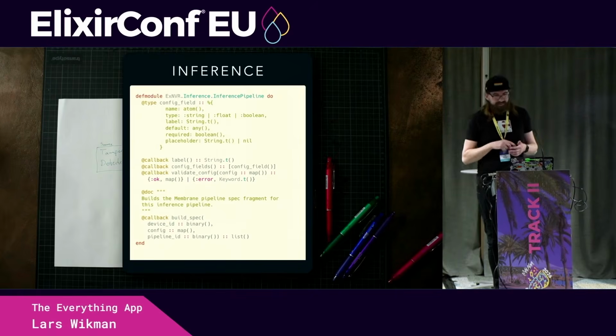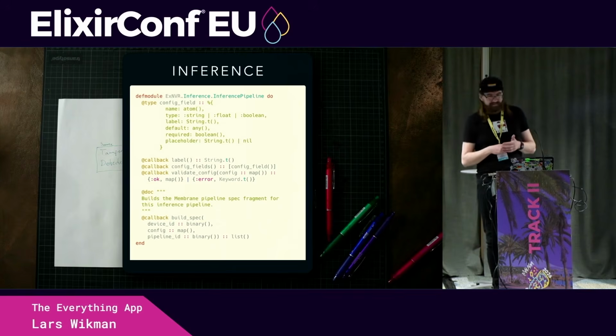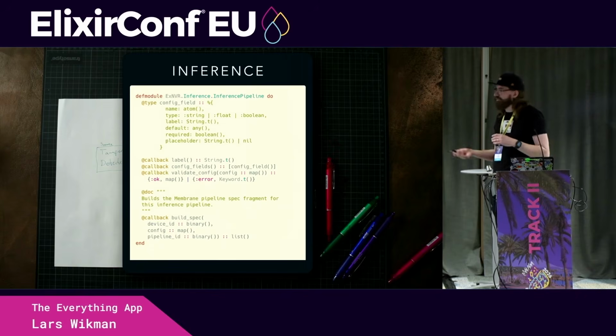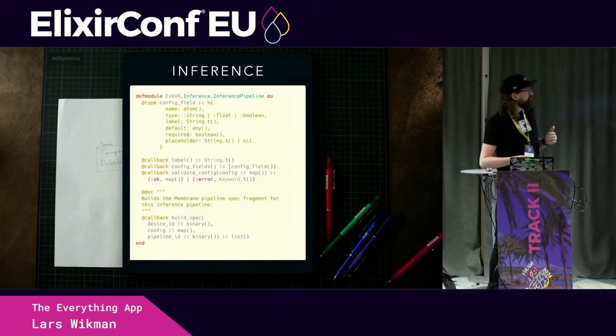Now, particularly for the inference, there's one callback that is slightly more interesting. It's called build spec. When you're building your pipeline, if this inference is part of your pipeline, it will add in the inference pipeline. So your pipeline is modular at runtime. And this was very straightforward because Membrane is intended to do this. Now, we do it the simple way, where we build the whole pipeline every time we restart the device. But you can add and remove Membrane pipelines dynamically, so we should probably just do that, but not yet.